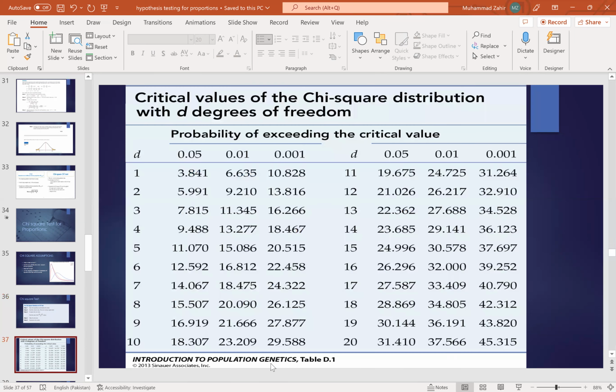This is the table of critical values of the chi-square distribution with degrees of freedom. D is the degrees of freedom. So you can see the different degrees of freedom are given and the values are also mentioned.